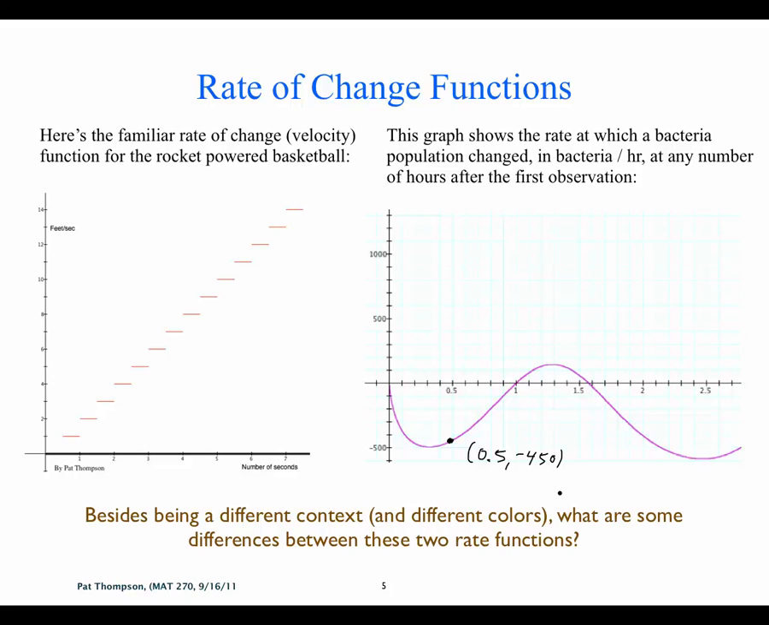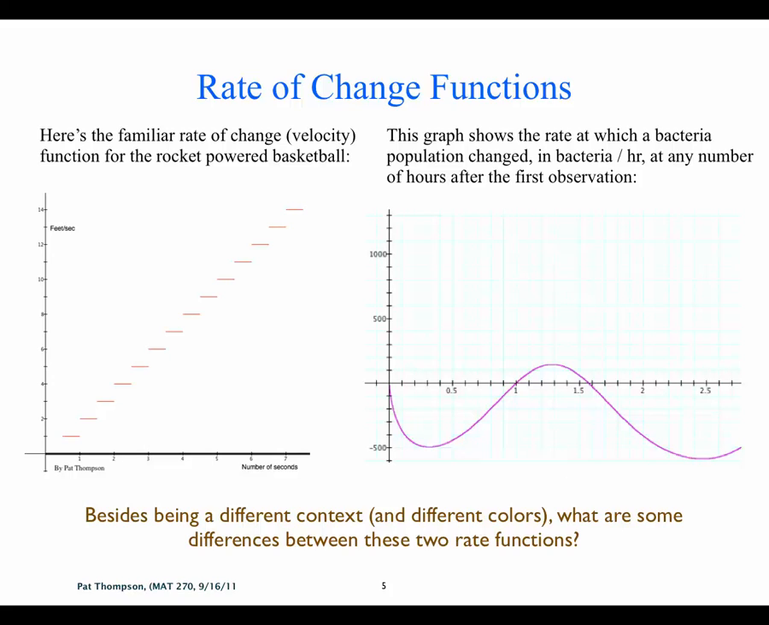Yes, sir? It's from the first observation. So he's saying that from the first observation, the number of bacteria is decreasing. Yes, but this is rate of change. It's not the number of bacteria, right? The outputs on this y-axis are a rate of change. So negative 450 is bacteria per hour. The number of bacteria is going down, right? It's less as time goes by. So that's why we can have a negative rate of change.